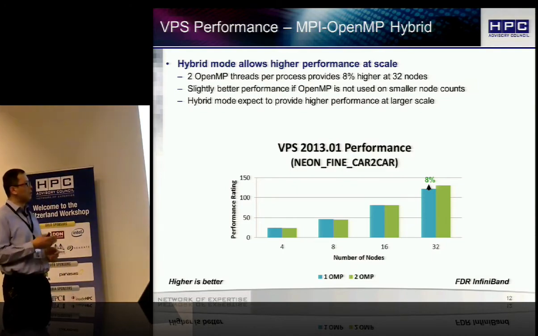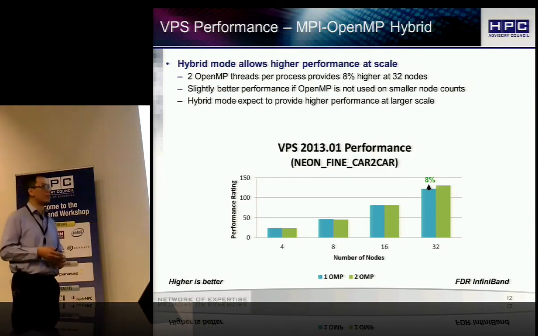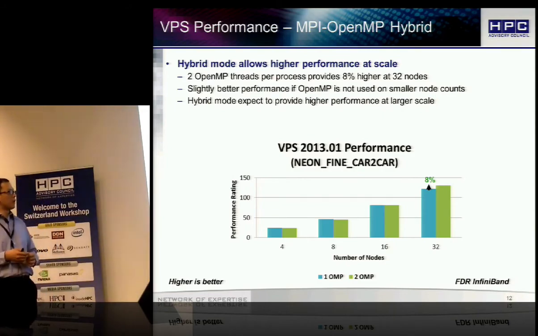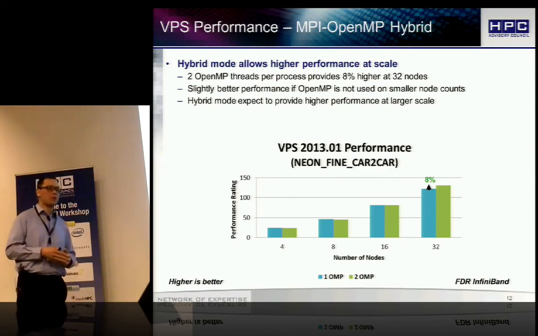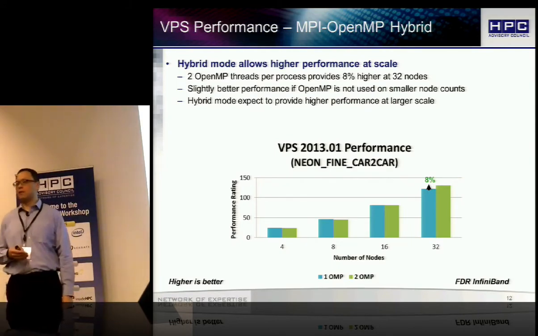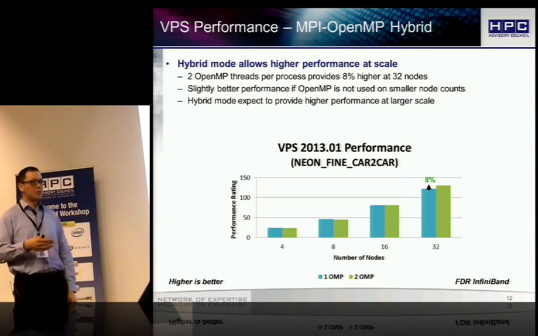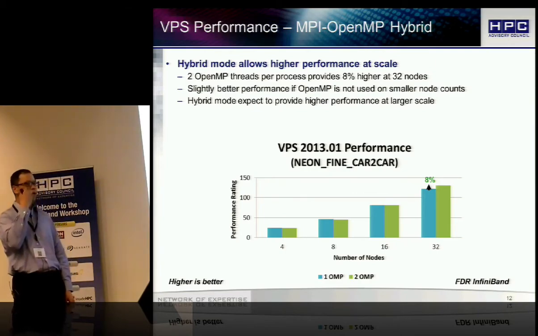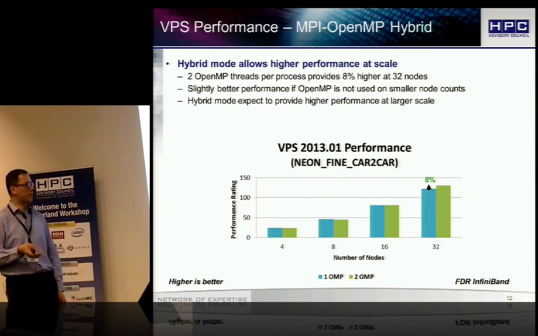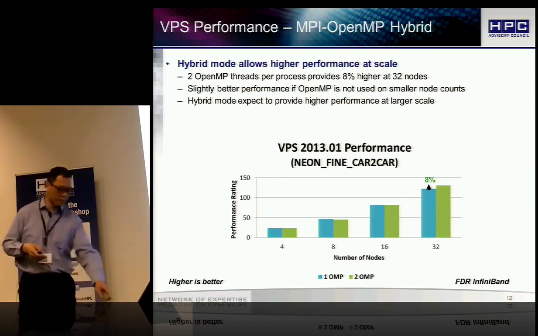At 32 nodes, we see the scalability increase by 8%. The difference is not as noticeable for the lower core count. So maybe for this particular input data we are not seeing as much of a performance difference. But as you scale out to more and more systems, or you use more OpenMP threads, I tend to expect that you get a little bit better performance.